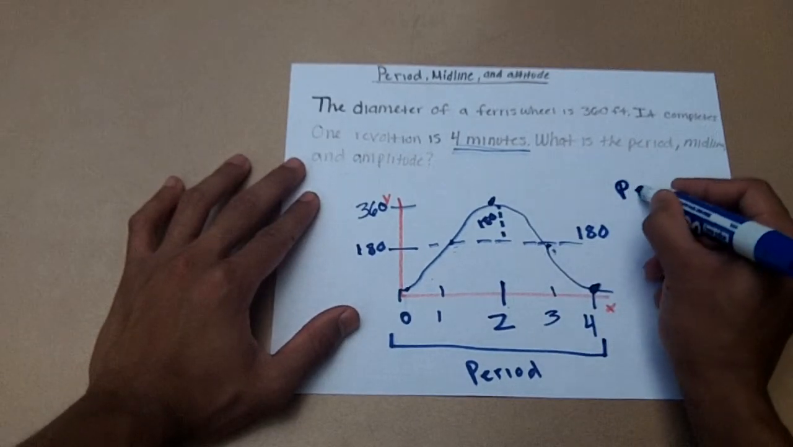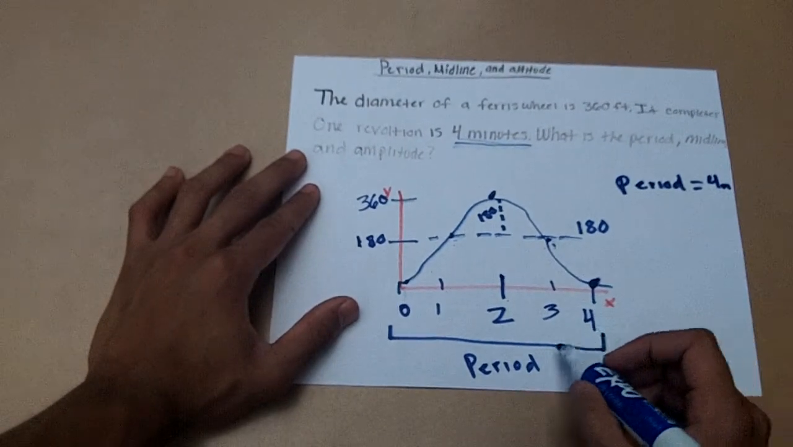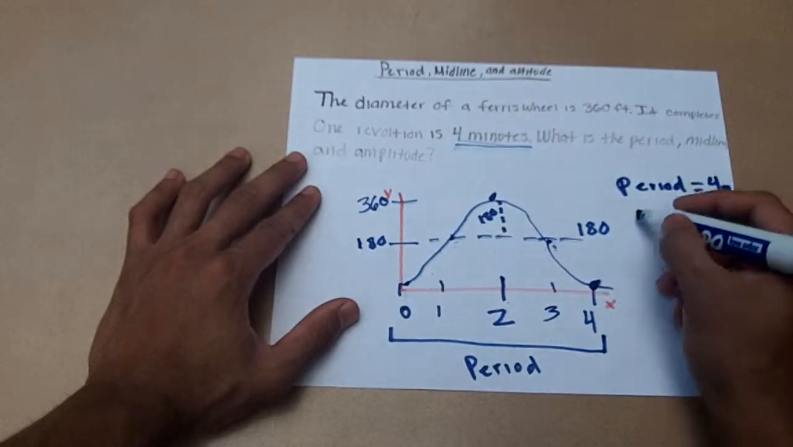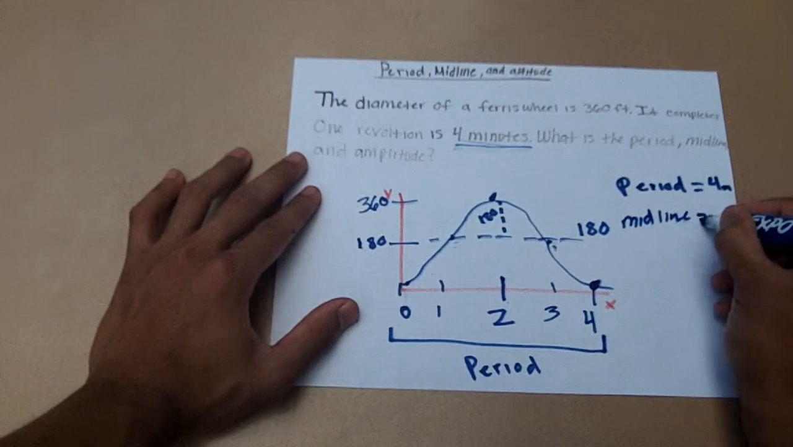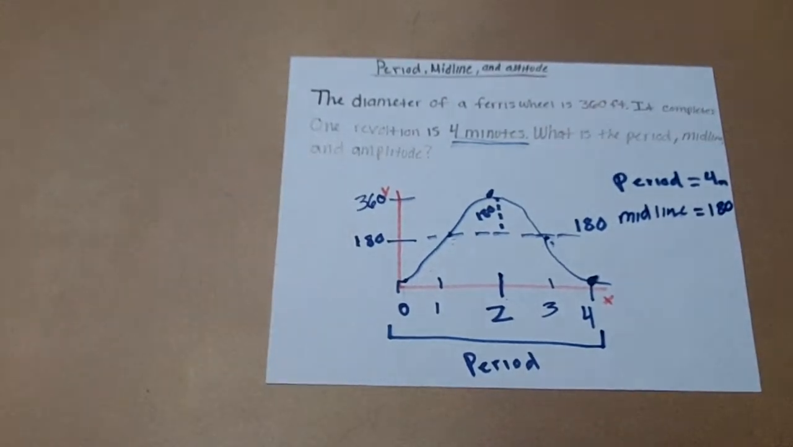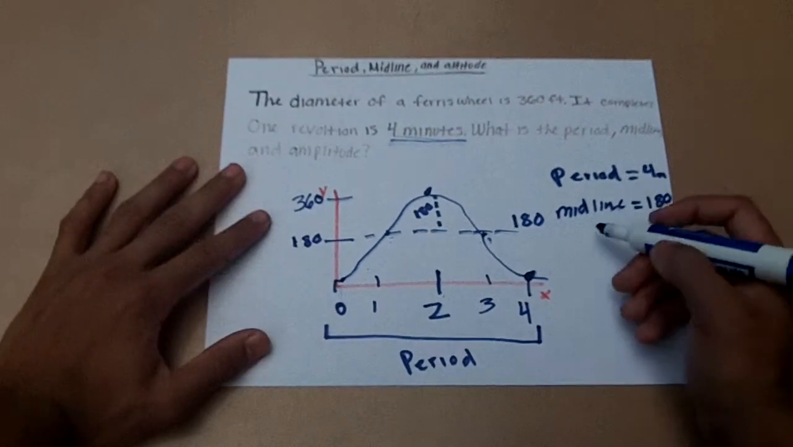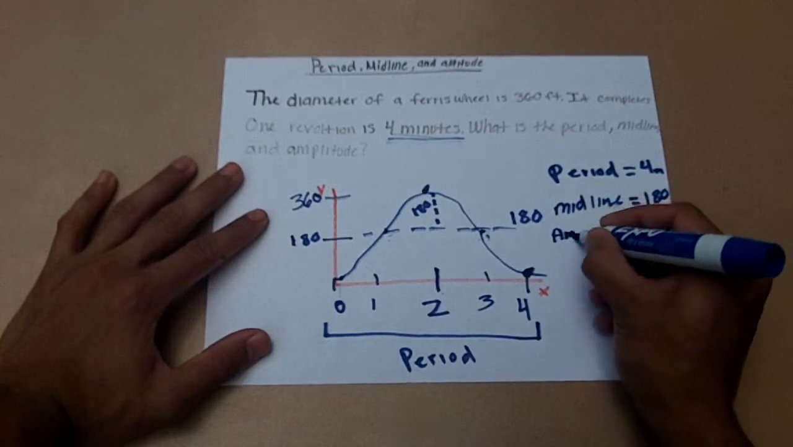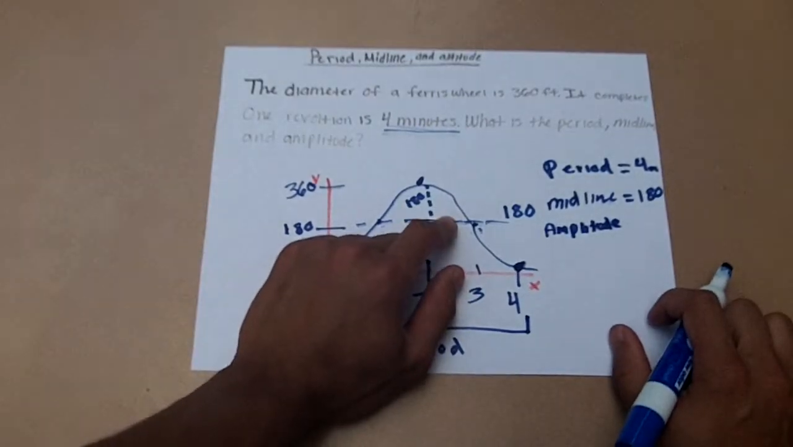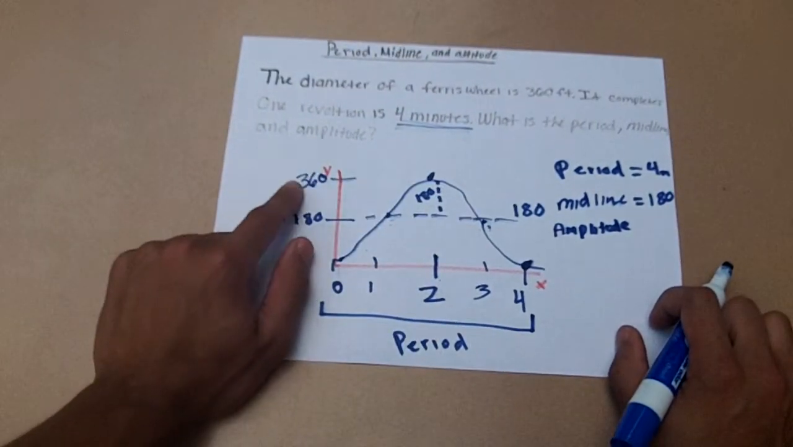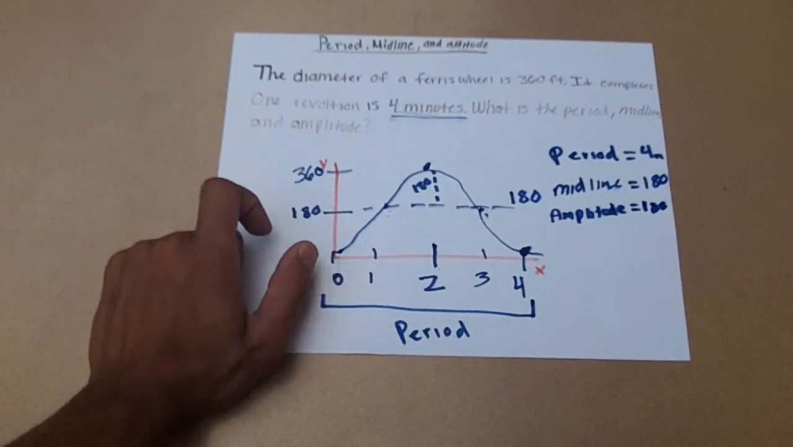So your period equals 4 minutes, as you can see right there, because that's one revolution. Your midline equals 180, because the midline is the distance between the greater value and the minimum value. And lastly, the amplitude is the value from the midline to the greater value, which is 360. So 360 minus the midline, which is 180, equals 180. That's all.